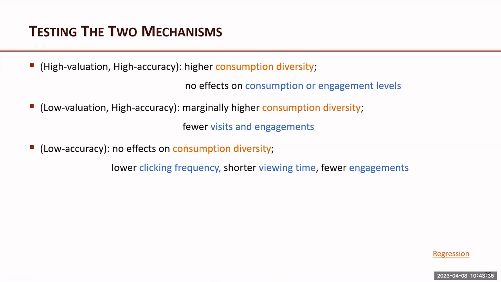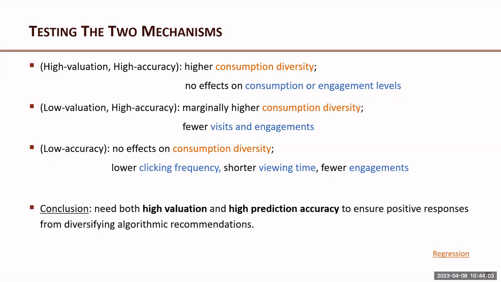Therefore, we can see that high accuracy is key for this platform to encourage users to consume more diversely, but that's not enough. In order for users to maintain their consumption or engagement levels, they also need to have a high enough valuation of this platform's content. Therefore, we conclude that both the user's high valuation and the algorithm's high prediction accuracy are necessary for the platform to ensure users have positive responses to a more diversified algorithm.